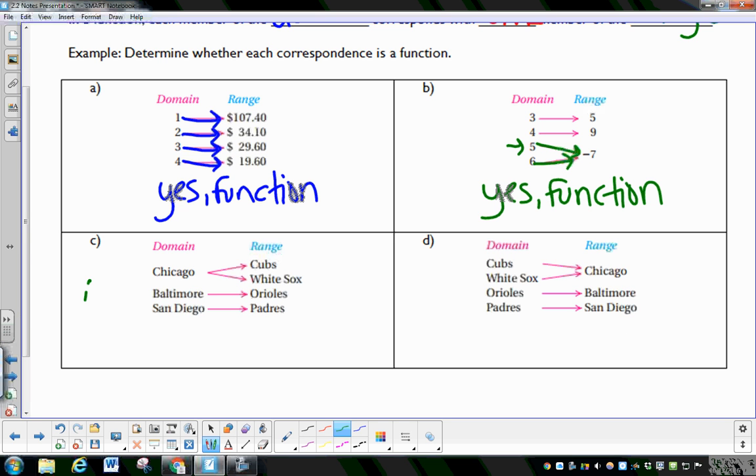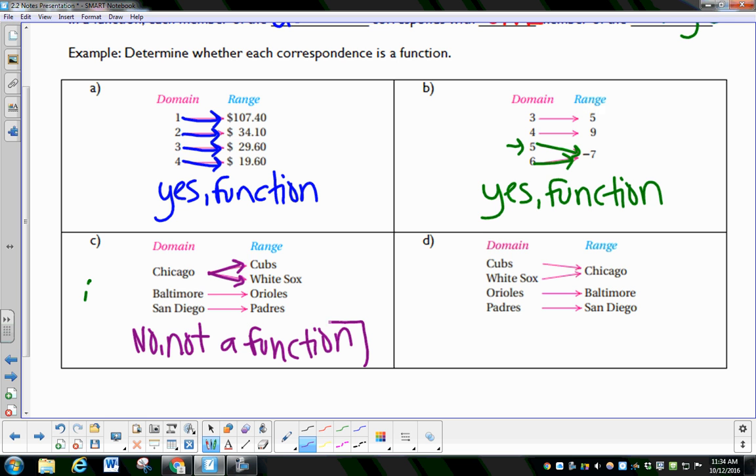So here we've got a domain and range again. We're going to decide whether this is a function. So we've got Chicago in the domain. It has two baseball teams, the Cubs and the White Sox. That means this is automatically not a function. What made this not a function is that one member of the domain, Chicago, got two members of the range. That is not okay for something to be a function. So that is not a function.